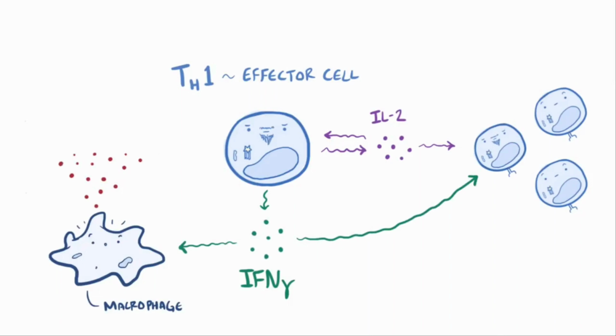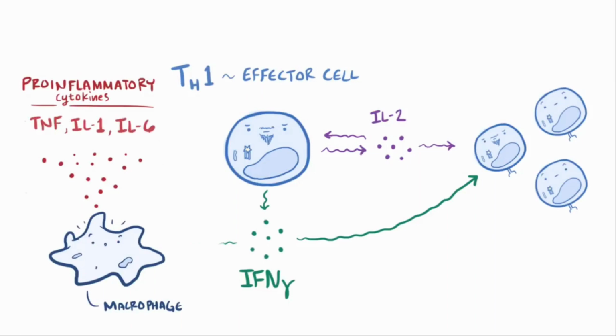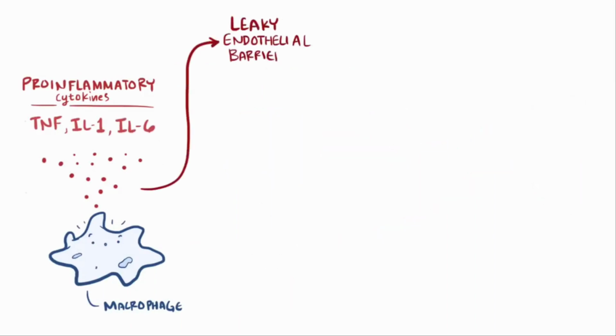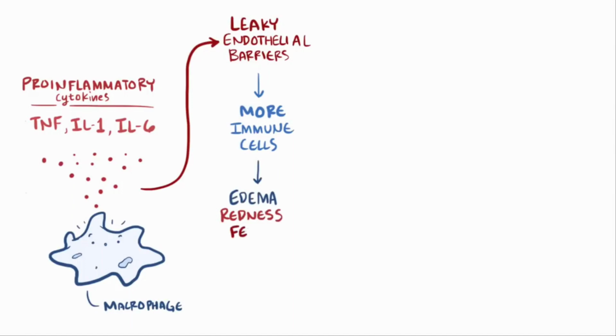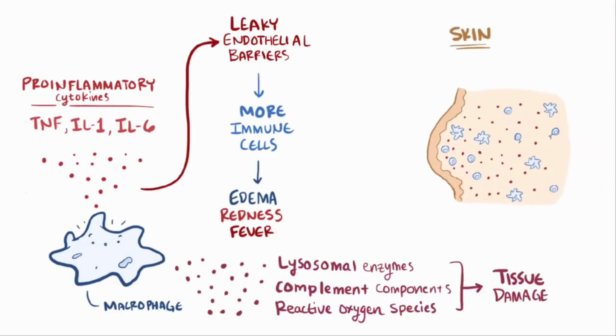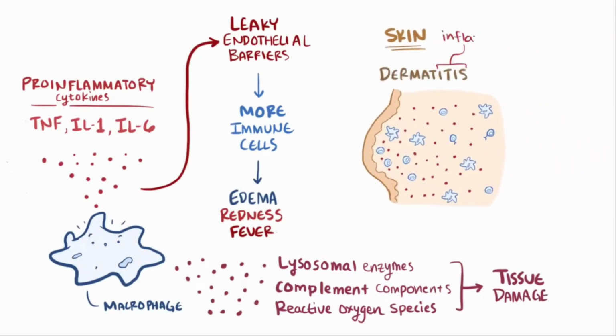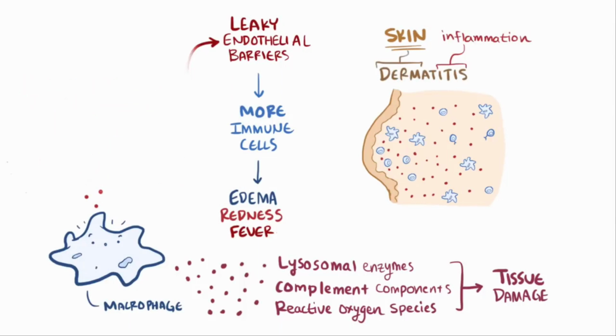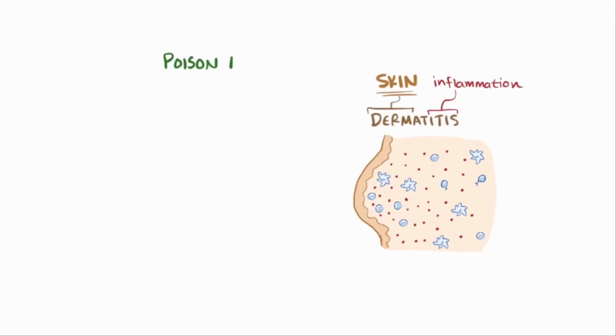Those activated macrophages release pro-inflammatory cytokines like tumor necrosis factor, interleukin 1, and interleukin 6, which causes leakiness in the endothelial barriers and allows more immune cells into the area, all of which leads to local swelling or edema, redness, and warmth, as well as systemic symptoms like a fever. Activated macrophages will also secrete lysosomal enzymes, complement components, and reactive oxygen species into the exposed area, which damage tissue. In the case of poison ivy, since this is all going on in the skin, it's called dermatitis, inflammation of the skin.